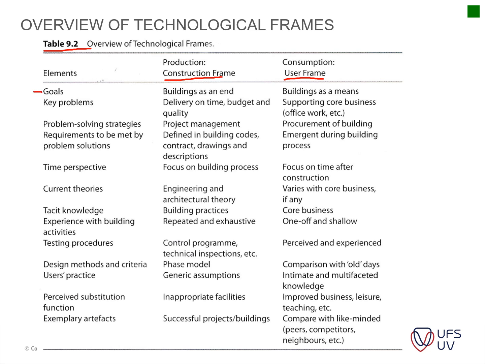So you've got goals, for instance, and you've got building as an end. So that's the goal, we want to create a building. That's for the production. But now for the user, the building is a means to do their work. Key problems are delivery on time and budget, quality, supporting core business, etc. So you've got problem-solving strategies, problem management for the implementation, and then the procurement of the building.